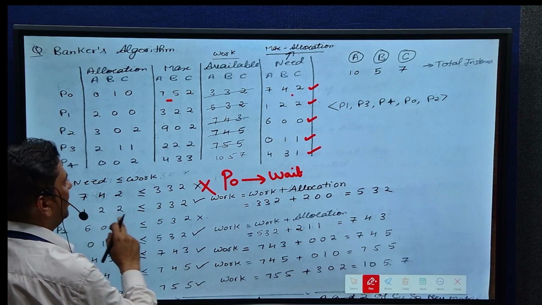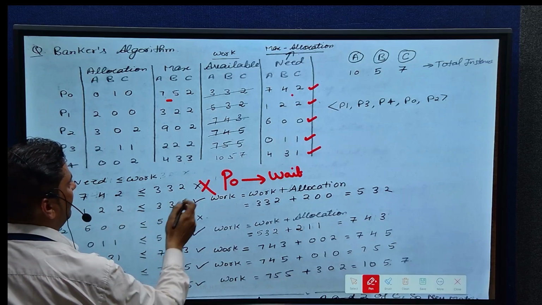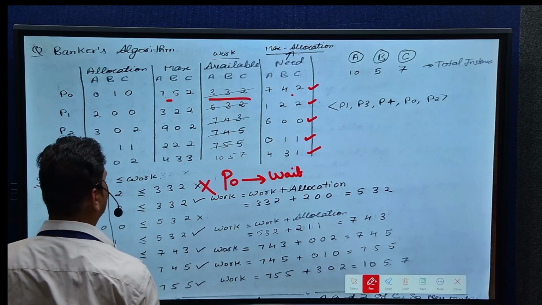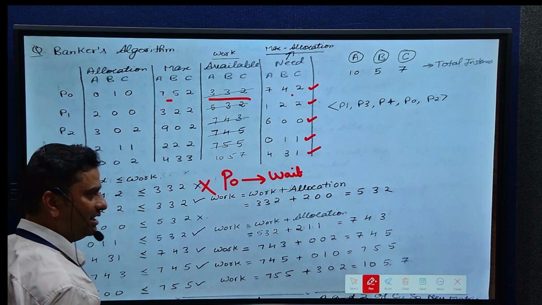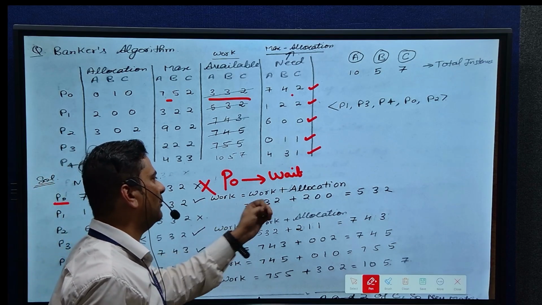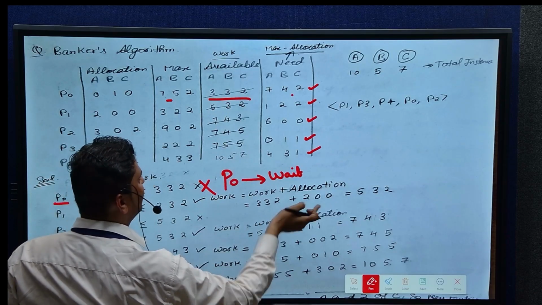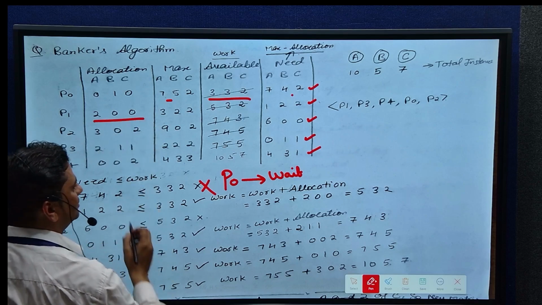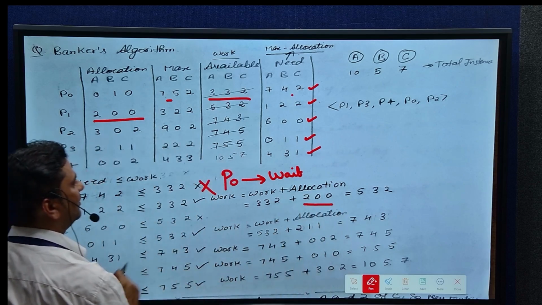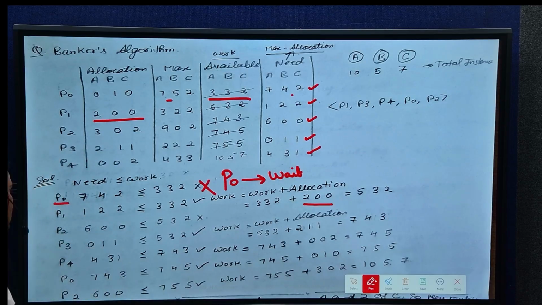Come to the second process, P1. What is the need of P1? 1, 2, 2, less than or equal to available. What is available here? 3, 3, 2. The condition is true, and if the condition is true, then update work equal to work plus allocation. What is work? 3, 3, 2. What is the allocation of P1? Allocation of P1 is 2 0 0. Add this: 5 3 2.